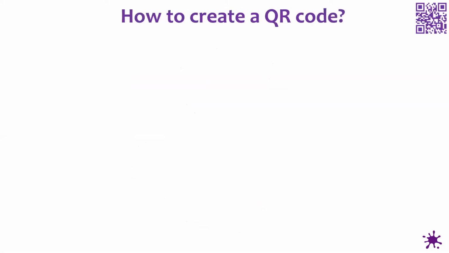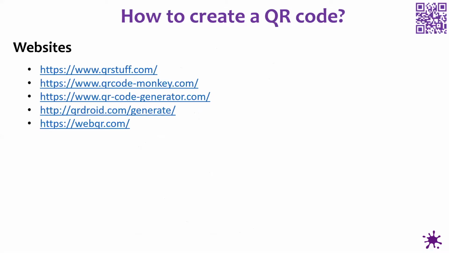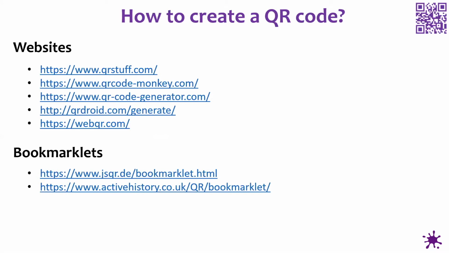So how to create them? There are websites to create them. The ones that I use a lot are QR Stuff, QR Code Monkey, QR Code Generator, webqr.com. So there's quite a few. You just need to Google QR code generator and millions come up. There are also bookmarklets, and I'll show you one of those a little bit later. It's basically a little Google Chrome add-in. If you click it, it will create a QR code right there for the website that you're currently on.